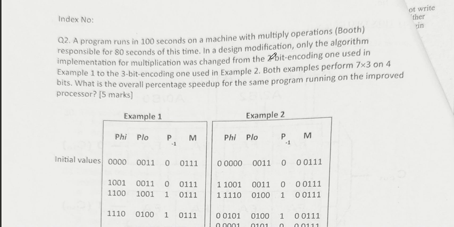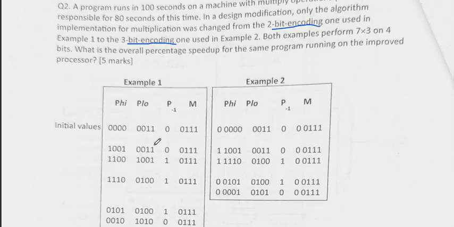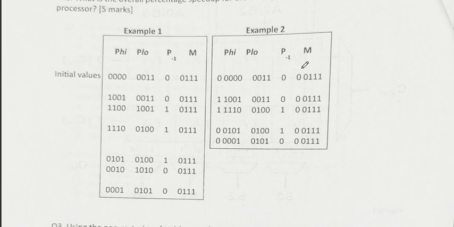Now, how did they speed up multiplication? They just changed from using 2-bit Booth encoding to 3-bit Booth encoding, right? So what is the speed up? They give you this example so that you can see the actual difference between 2-bit Booth encoding and 3-bit Booth encoding.